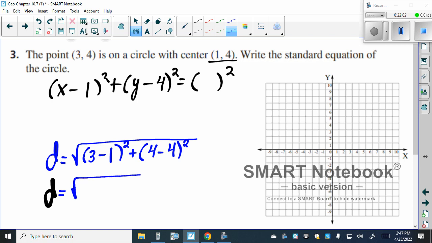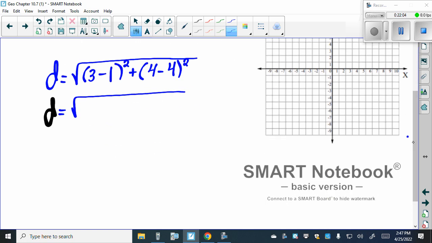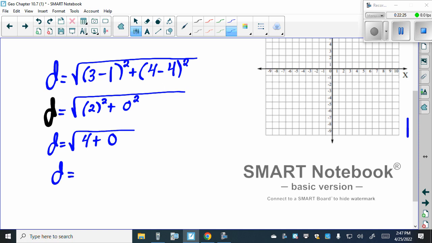So, if we're looking at this here, 3 minus 1 would be 2 squared, plus, well, 4 minus 4 is 0 squared. 2 squared is 4. 0 squared is 0. So our distance is square root of 2, which, not square root of 2. Square root of 4, which works out to be 2. I got ahead of myself.